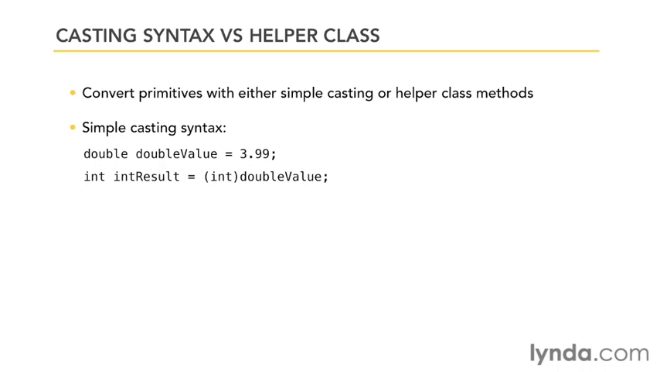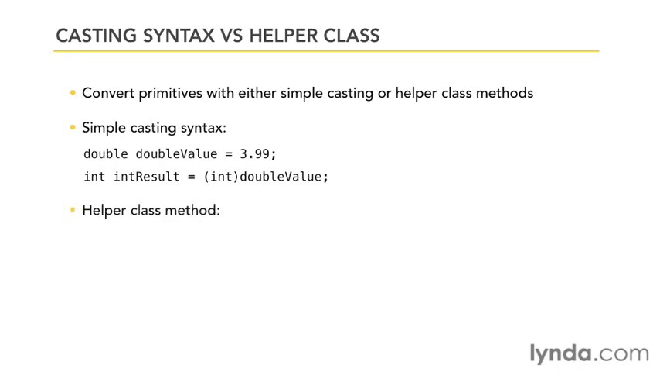So here I have a double value, a primitive double, starting off as 3.99. I explicitly convert that to an integer using the casting syntax, and now I can assign that to an int. Again, I'm going to truncate values, I'm going to lose data, but it's going to work.